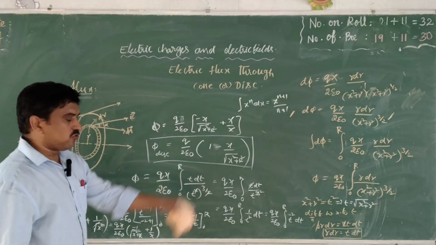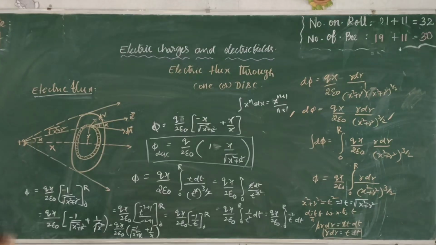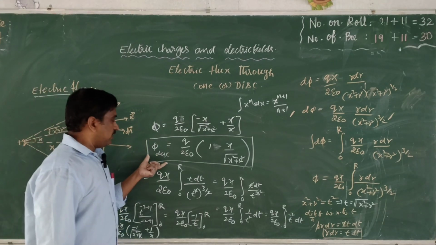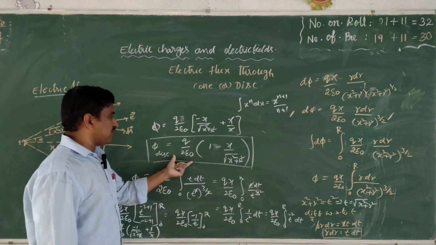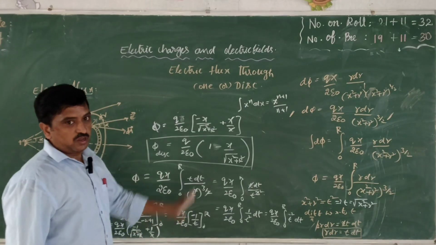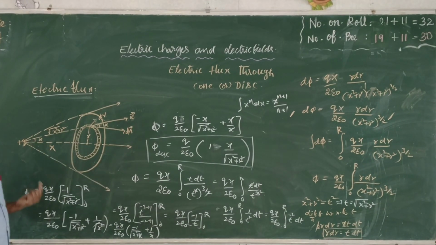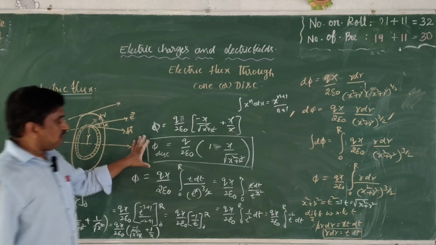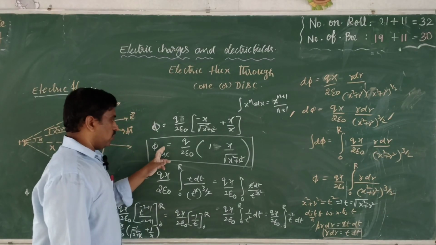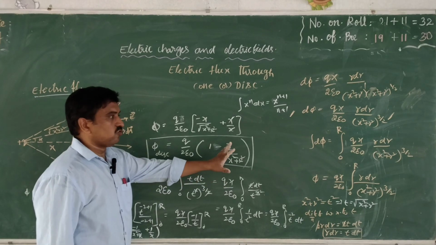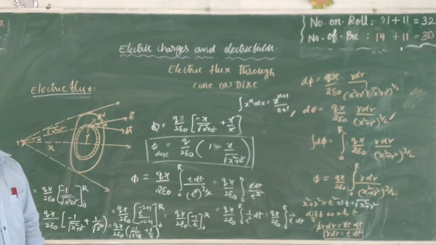Instead of x by root of x square plus r square, we can write cos theta, and we get the flux through the cone also. What is the formula? Phi disk, the flux through the disk, equals q by 2 epsilon naught into 1 minus x by root of x square plus r square. Here x is the distance from the center along the axis, and root of x square plus r square is the slant distance to the edge. So phi disk equals q by 2 epsilon naught into 1 minus x by root of x square plus r square. This is the flux through the disk. Okay? Thank you.